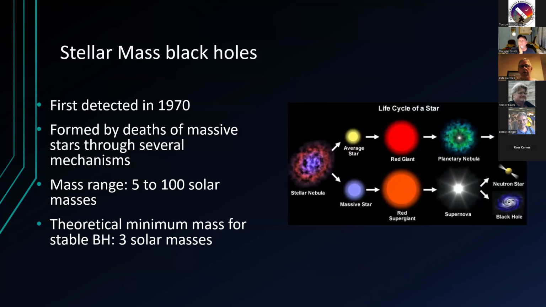And then as our final step, we get down into stellar mass black holes. As I mentioned, these were first detected in 1970. They are formed by the death of a massive star through a couple of different mechanisms, and they range in mass from 5 to 100 solar masses. And the theoretical minimum mass for a stable black hole is around 3 solar masses.